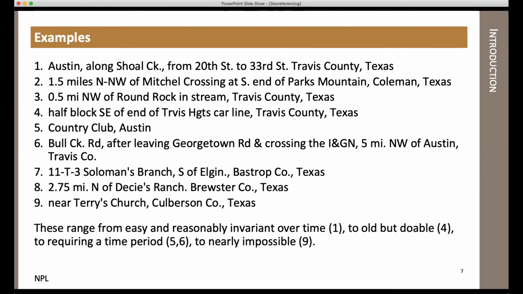Fortunately, some guys in 2015 revisited this work and went out to the ranch. I had sort of figured out the ranch, but it's huge. They went out to the ranch and they had a precise location for it. I was able to contact them and get a copy of the paper. And if you look on Google Maps, you can see a very faint rectangular outline that's nearly invisible where this church was. So again, these range from easy and relatively invariant over time, older but doable, to really difficult.